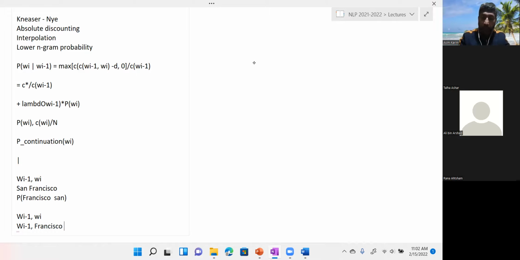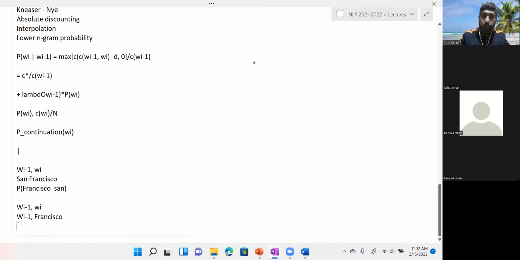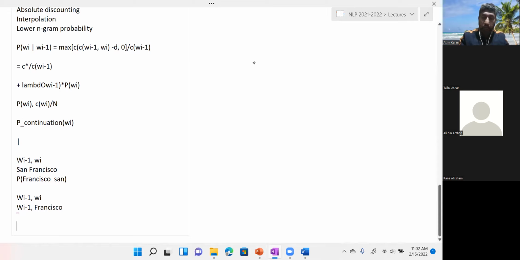So in this particular example, can you think of any word off the top of your head for which Francisco would be a continuation? San is one of them, but there are very few other words for which Francisco would be a continuation, right? So San is one of them. Maybe in the numerator, we just find one. So in the denominator, we have all bigrams that are non-zero in our data set.